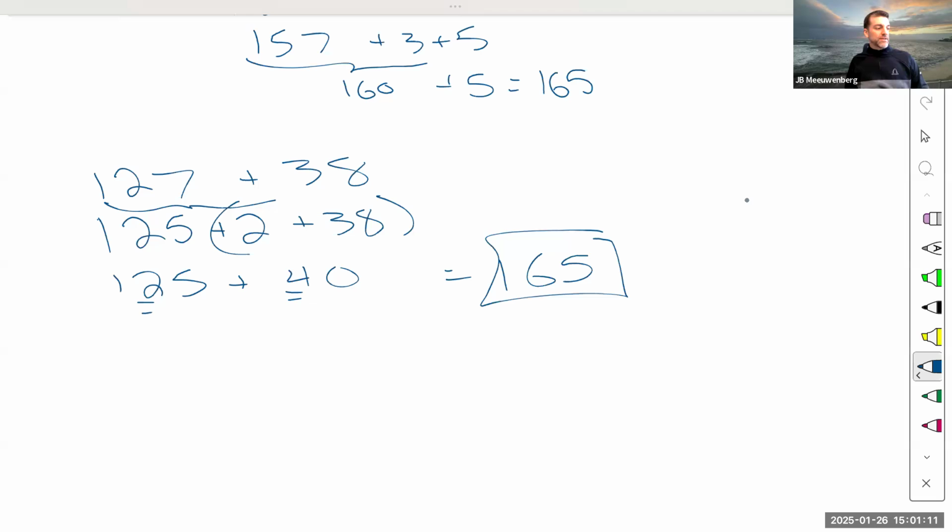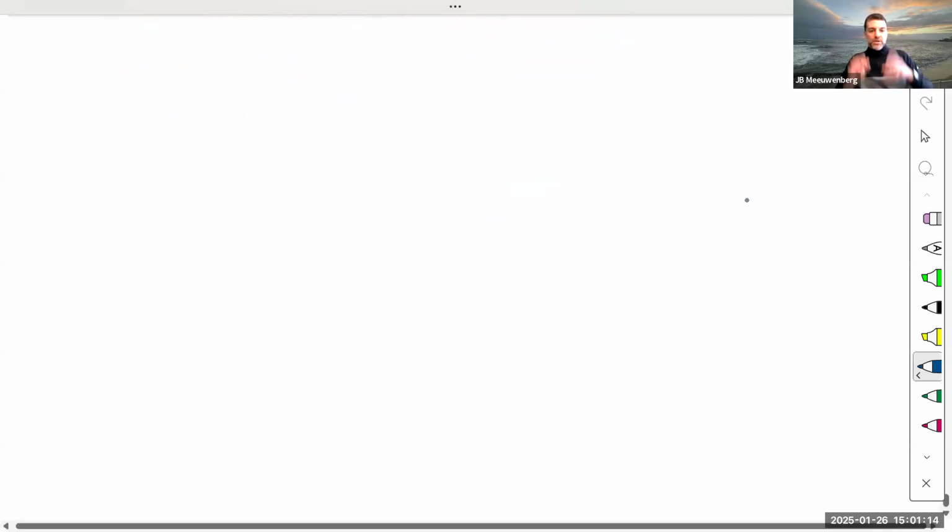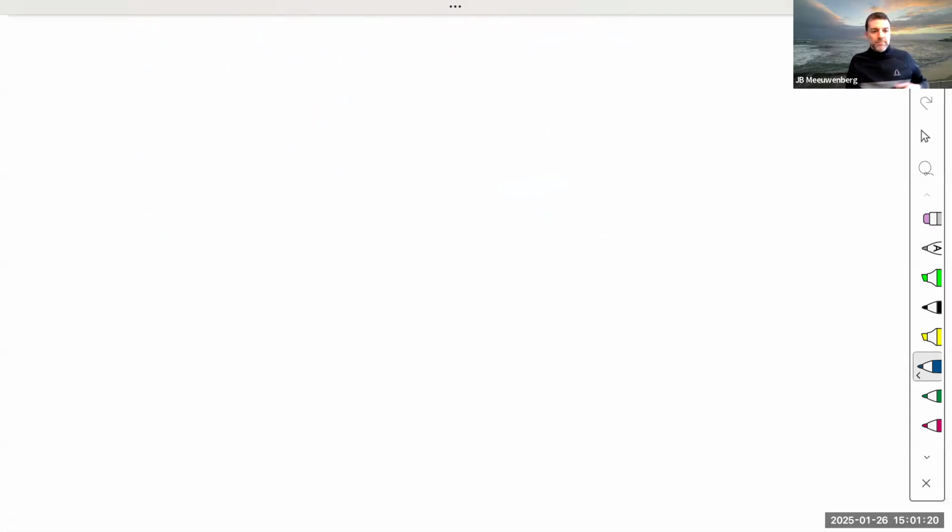Go ahead and try these using this method. Use the substitution method. So let's try 57 plus 24. Go ahead and try that on your own.